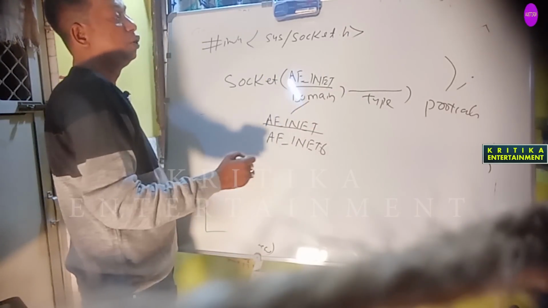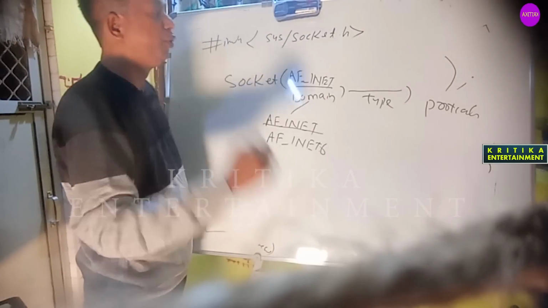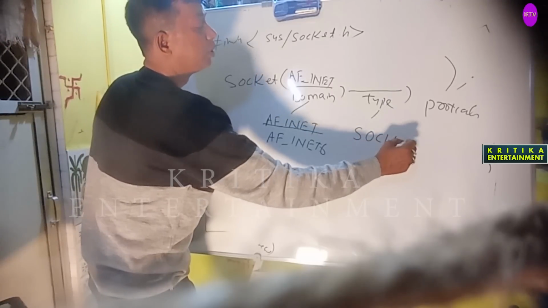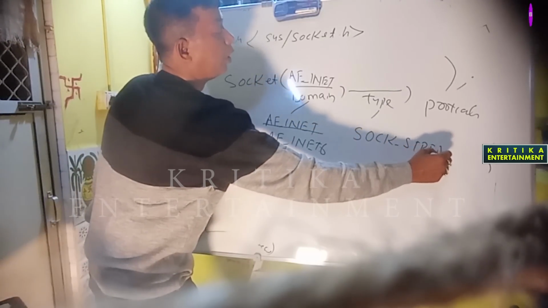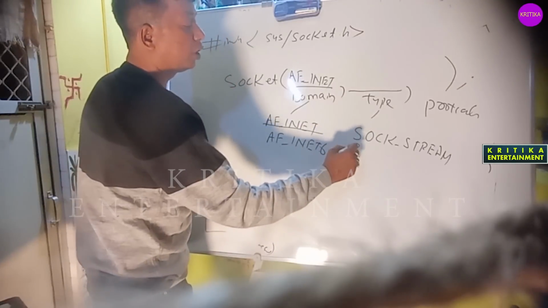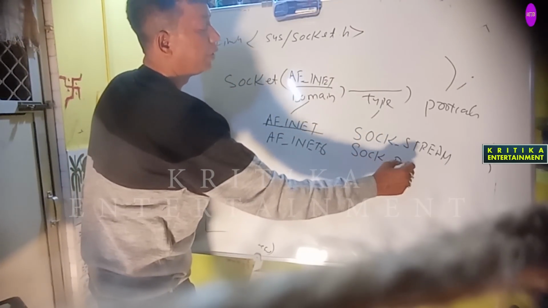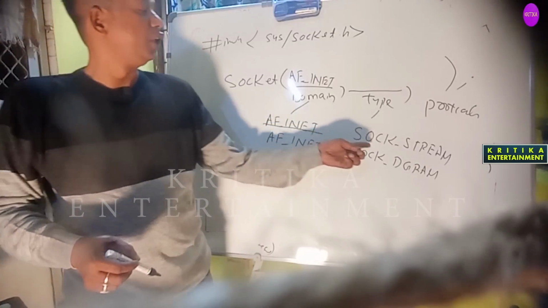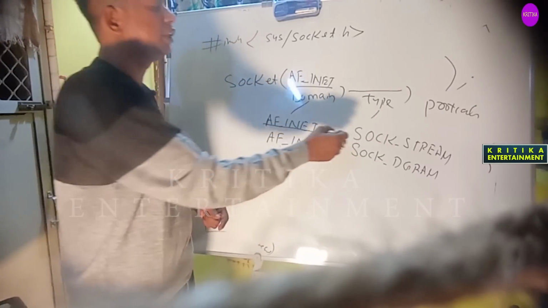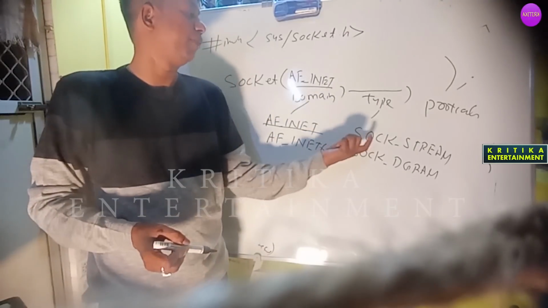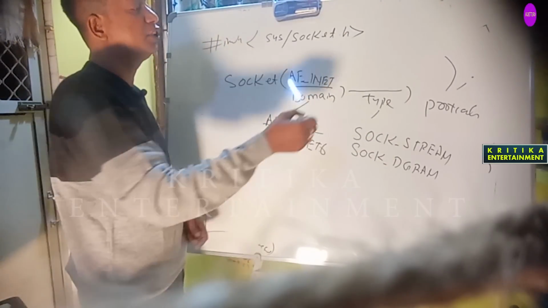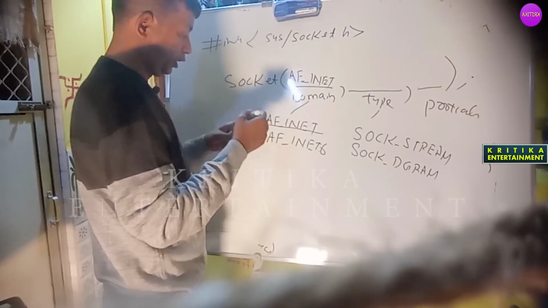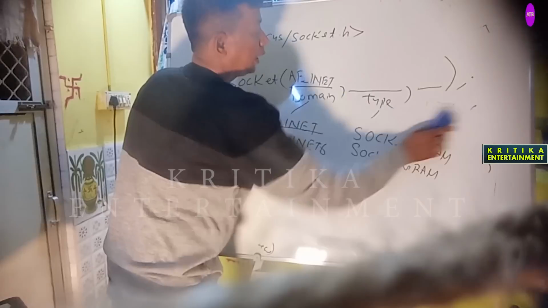Then type means whether we want to do a TCP program or a UDP program. So for TCP, you write SOCK_STREAM. If you are using a UDP program, you write SOCK_DGRAM. This is called a macro. A macro is always written in capital letters. I am using SOCK_STREAM, so this is a TCP socket. My program is TCP socket programming. Then what is the protocol? The protocol has to take a value. Then what are the values?